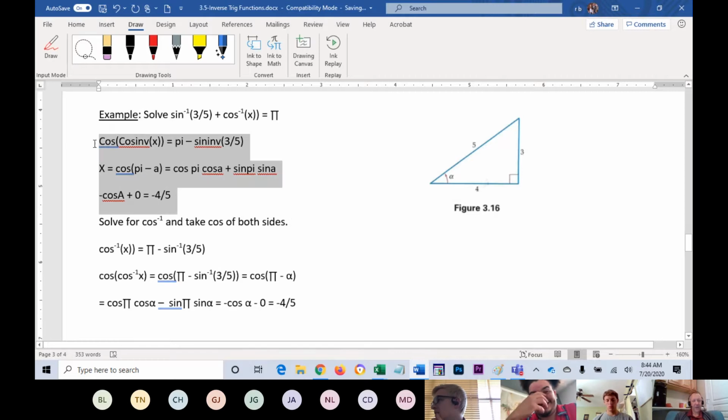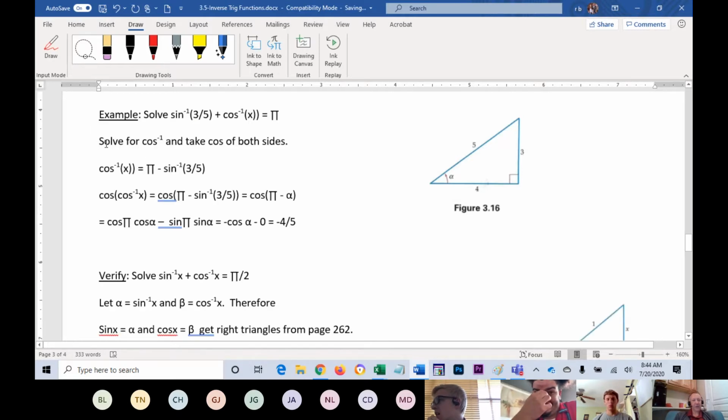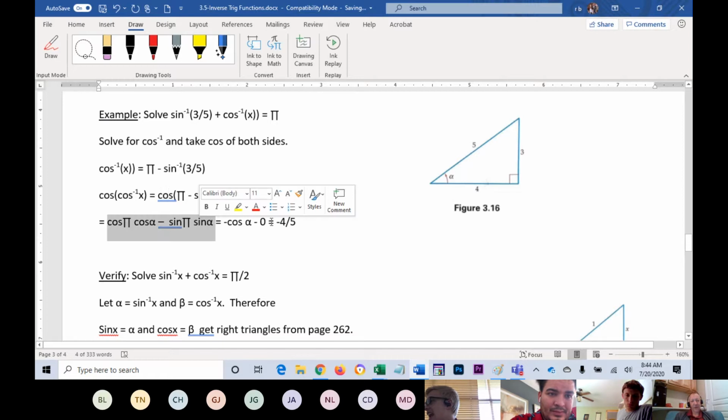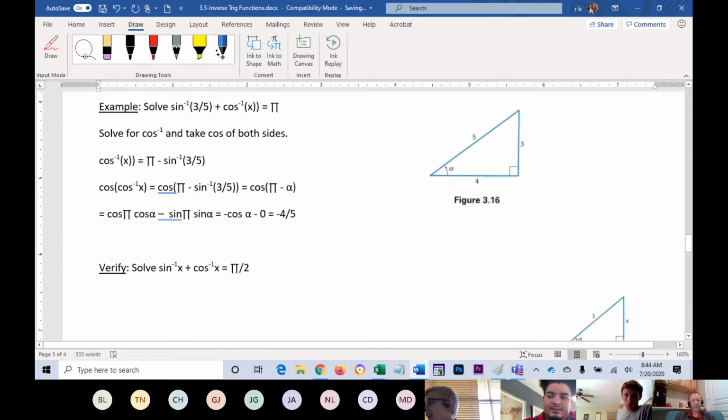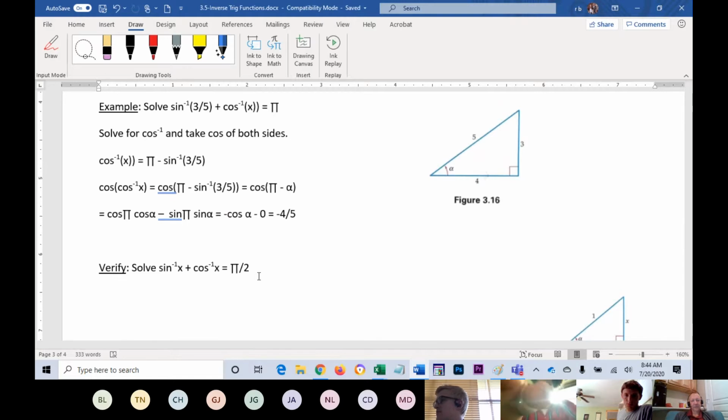In fact, I'm going to erase all this, but that's what we just did, okay? These are my notes. So to solve, first of all, we're going to solve for the inverse cosine and then take the cosine of both sides. So that gives us cosine inverse of x equals x. The cosine of pi minus sine inverse of 3/5 is the identity we just did, which equals -4/5. Okay? All right. Any questions on that one? Okay, I'll take that as a no.